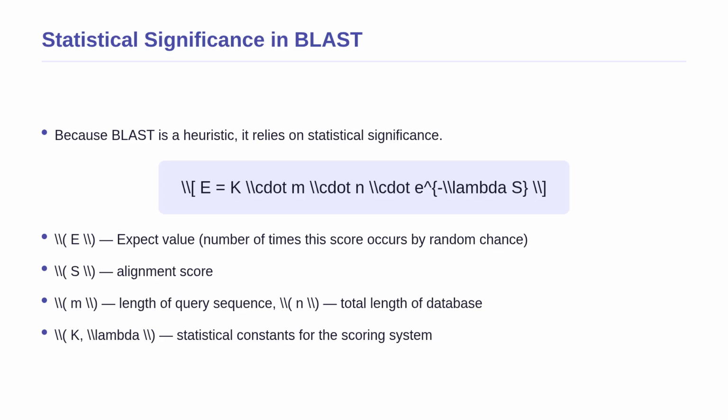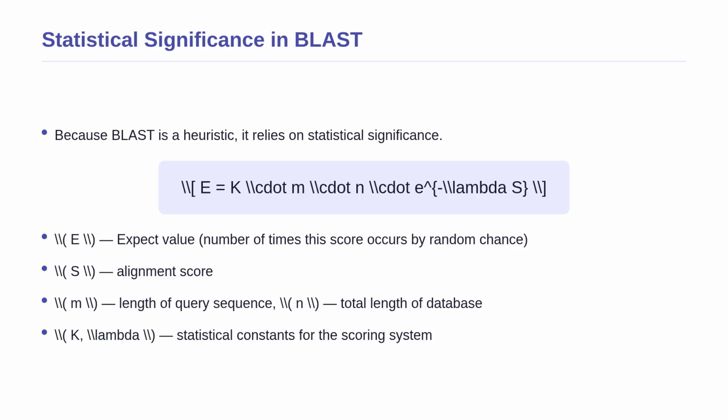Because BLAST uses shortcuts, it cannot just give you a score. It must tell you how statistically significant that score is. It does this using the e-value formula. E is the expect value, which represents the number of times we would expect to see an alignment score of S purely by random chance in a database of this size. The variable m is the length of your query, and n is the massive length of the entire database. K and lambda are simply statistical constants.